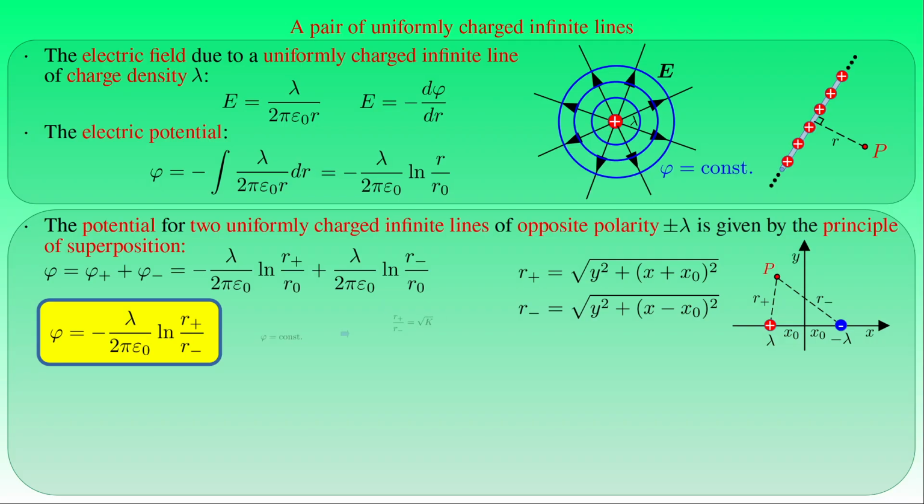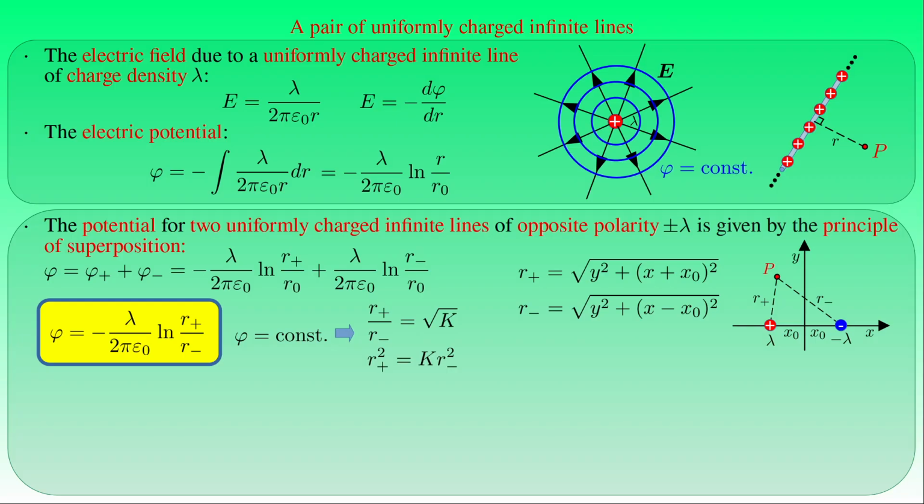The equipotential surfaces consist of the points for which the ratio of the distance r_plus to the distance r_minus is a constant, say the square root of k, where k is an arbitrary non-negative number. This condition is equivalent to the one stating that the square of r_plus is equal to k times the square of r_minus.